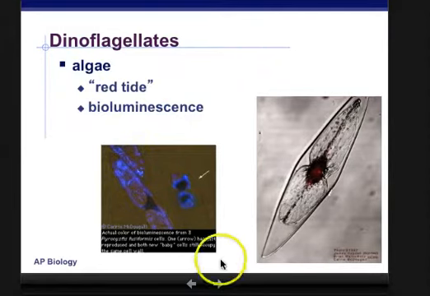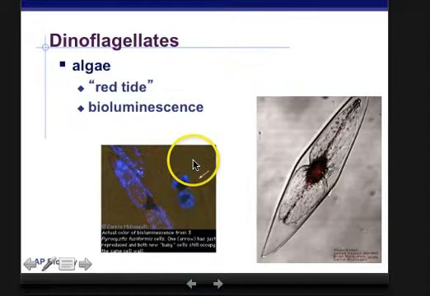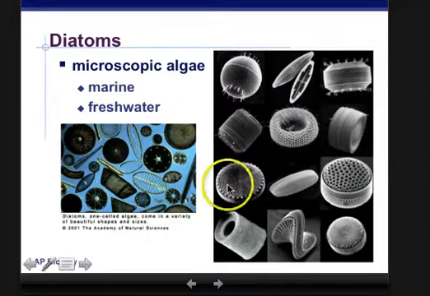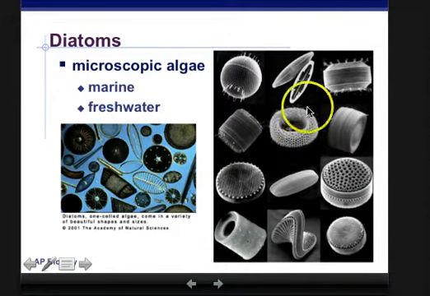So here are the algae, okay, showing you, I don't think these are in your book. No, these are not in your book, but just to give you a picture of them in the process of division. Here's the diatoms, which are really cool microscopic algae found in water. They're really just beautiful.